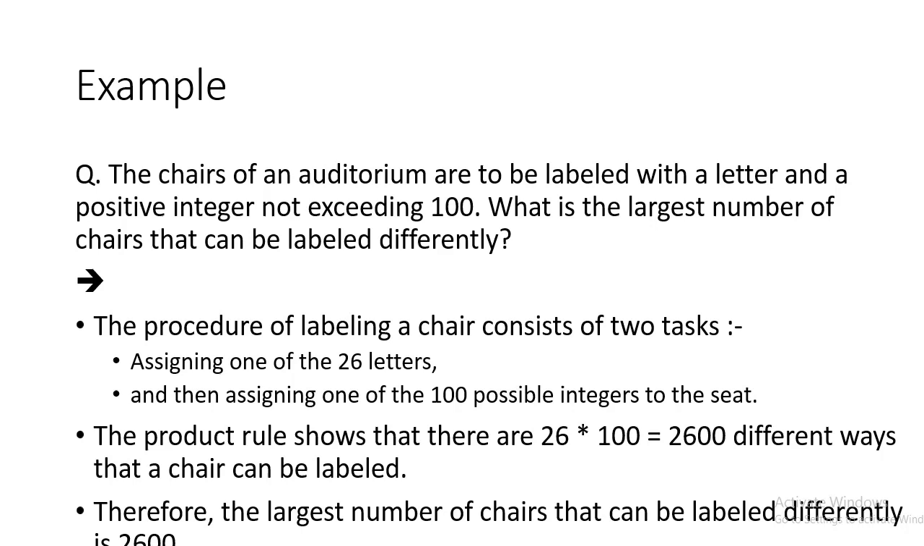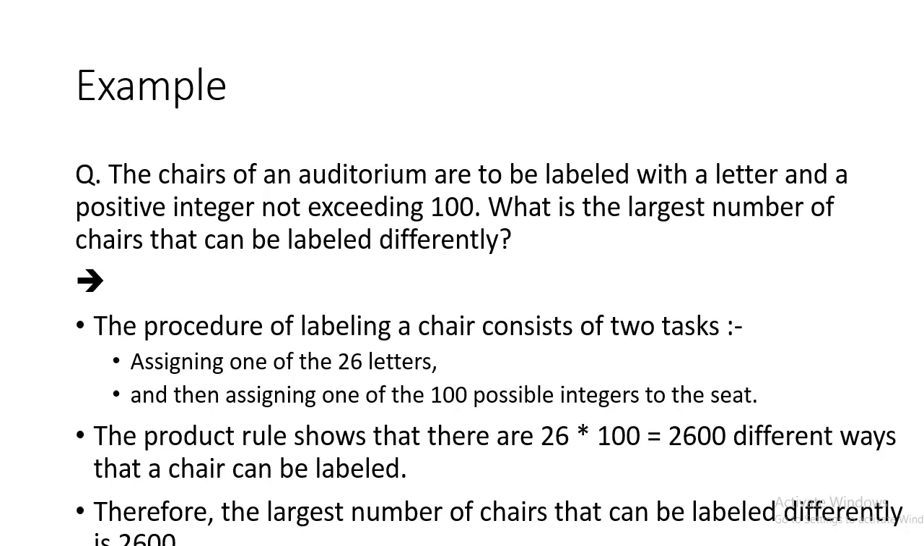Okay. See here the solution. The procedure of labeling a chair consists of two tasks. Which are those? First one is assigning one of the 26 letters, because in the question it is given that our chairs are labeled by using letters. So how many letters are there? Alphabets 26, A, B, C, D up to Z. So assigning one of the 26 letters.